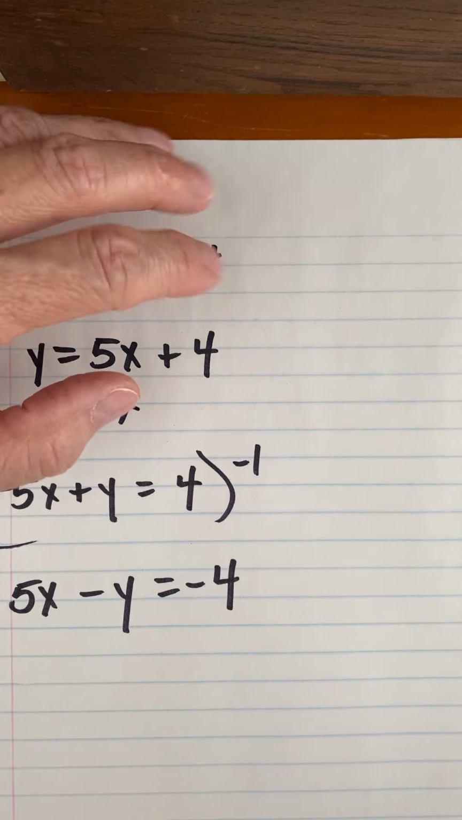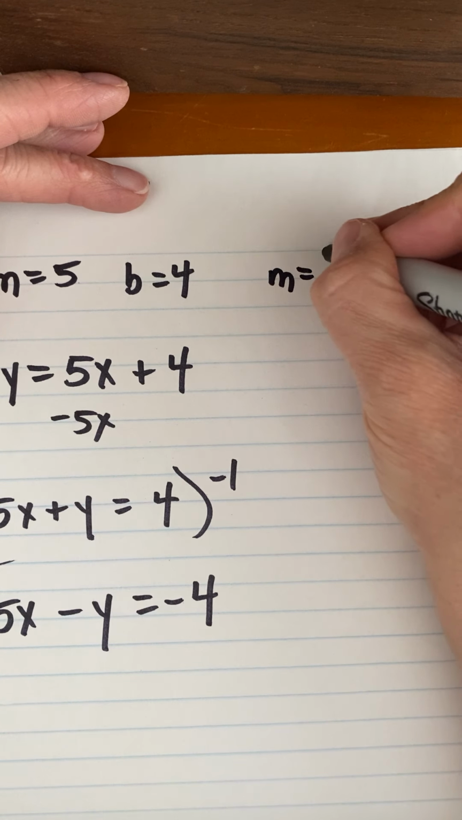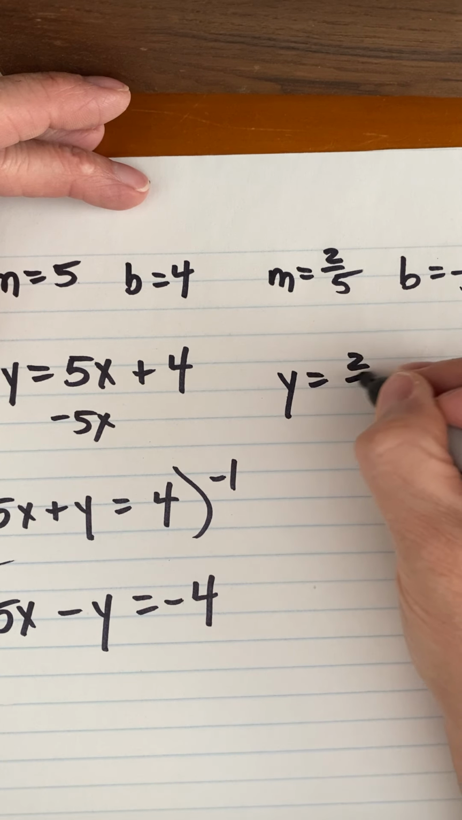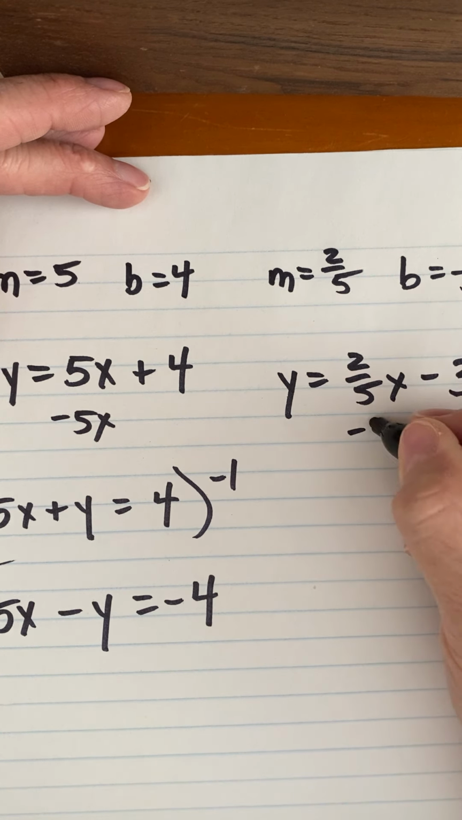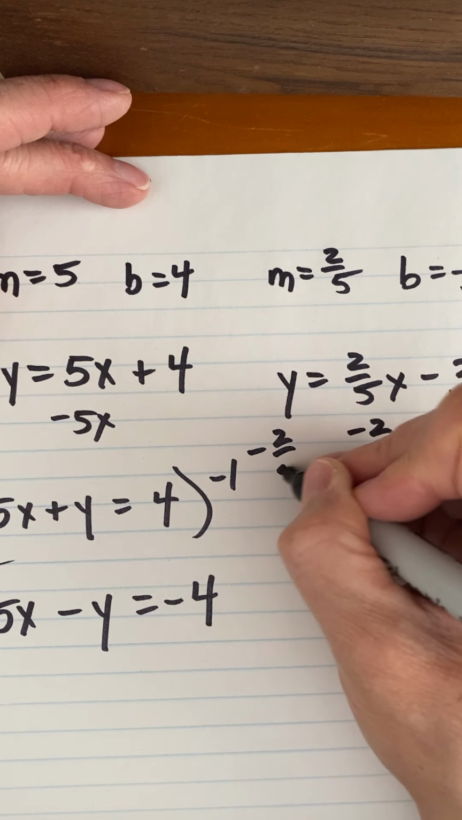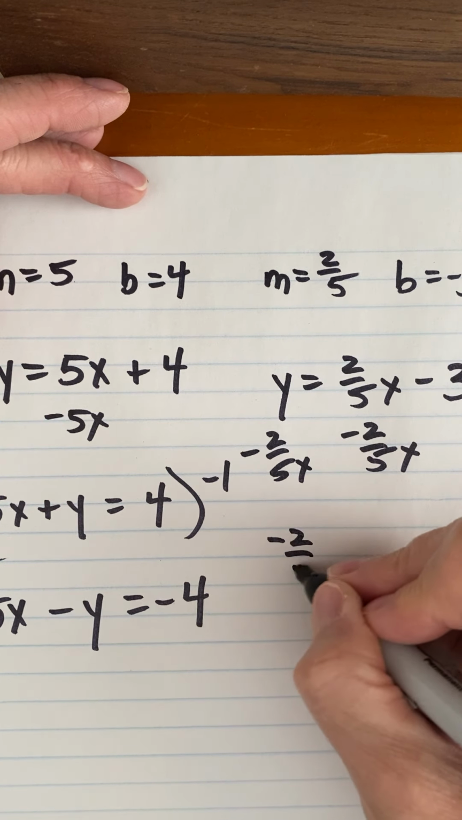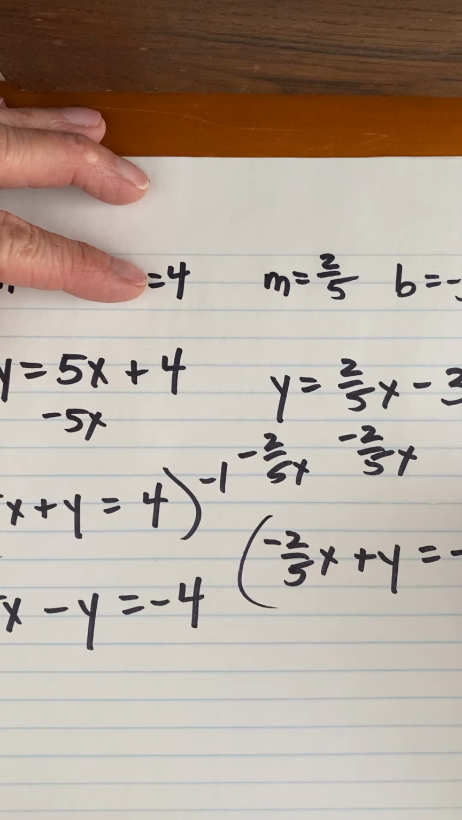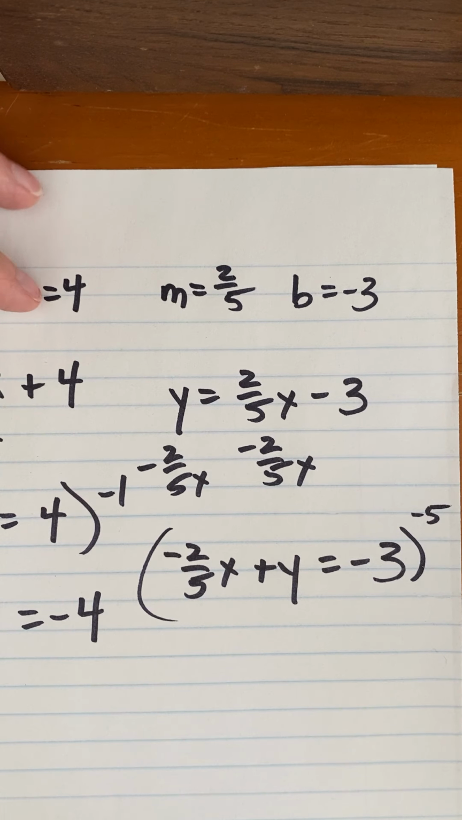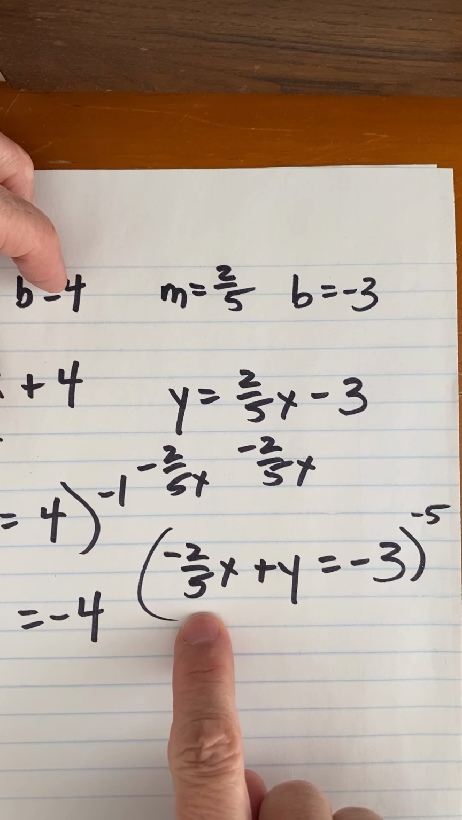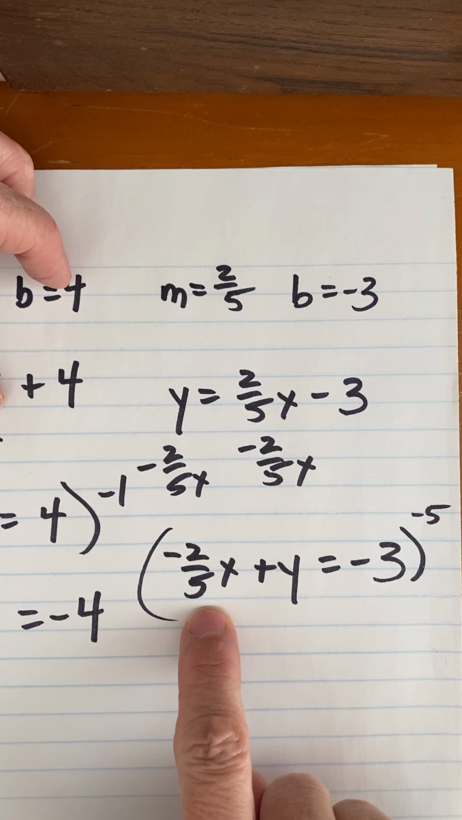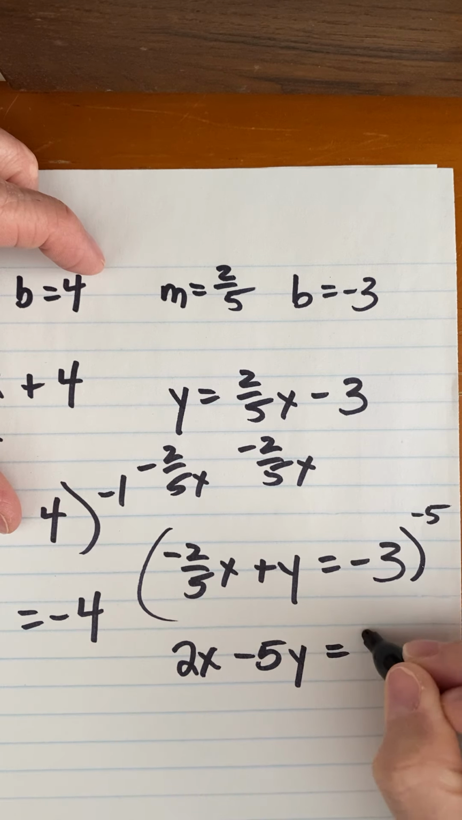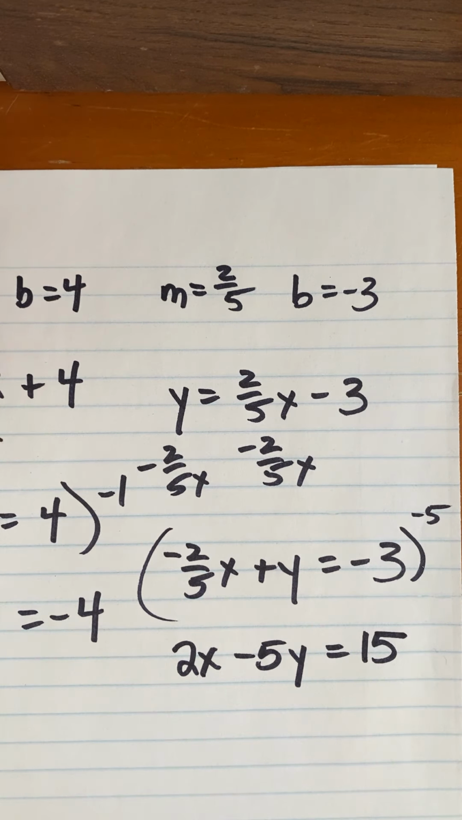Okay, now for the next one, they tell me m equals 2/5 and b equals -3. So I say y equals 2/5 x minus 3. I subtract 2/5 x from both sides. So I get -2/5 x plus y equals -3. Now I'm going to multiply both sides by -5. Why -5? Because in addition to getting rid of this fraction, I want to turn this into positive. So that becomes 2x minus 5y equals 15.